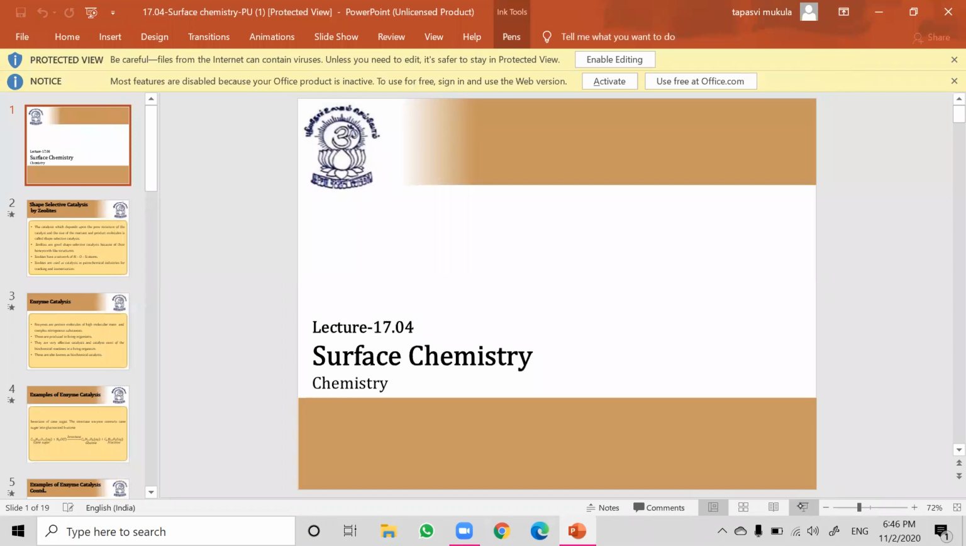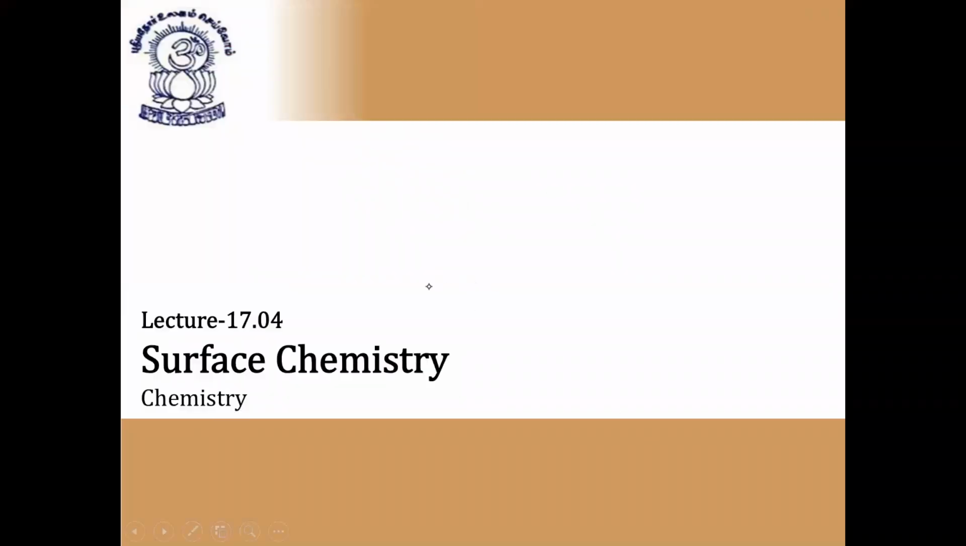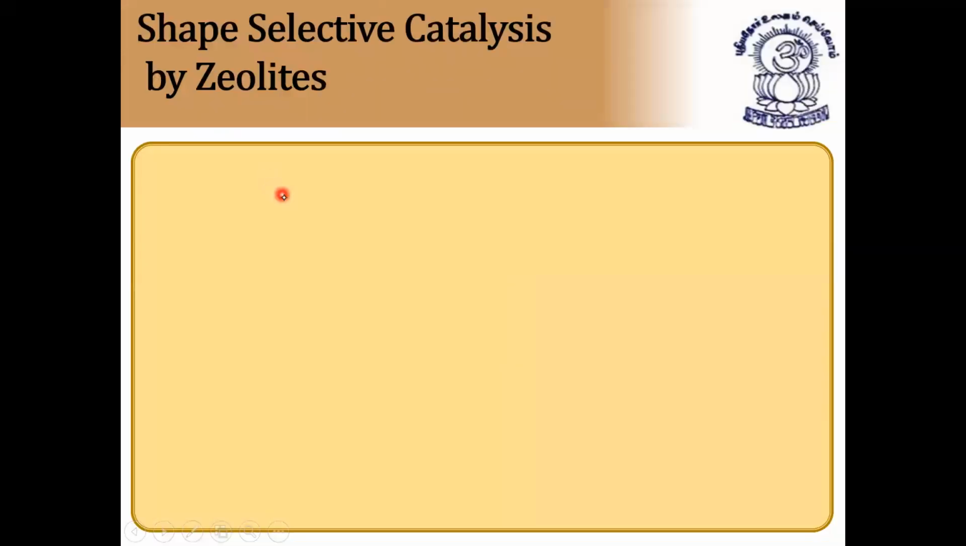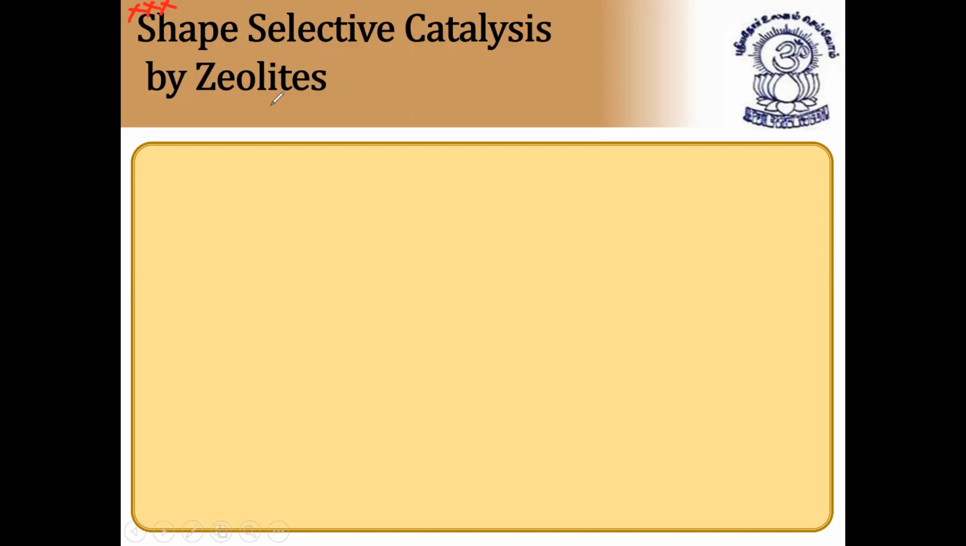Coming to catalysis, we have discussed homogeneous catalysis as well as heterogeneous catalysis. Now we'll discuss more about catalysis in this chapter. Shape selective catalysis by zeolites. Very, very important. They'll ask this question in the examination definitely. So what are zeolites? Examples of zeolites. From this, definitely you'll get a question for competitive exams. So what is shape selective catalysis by zeolites?